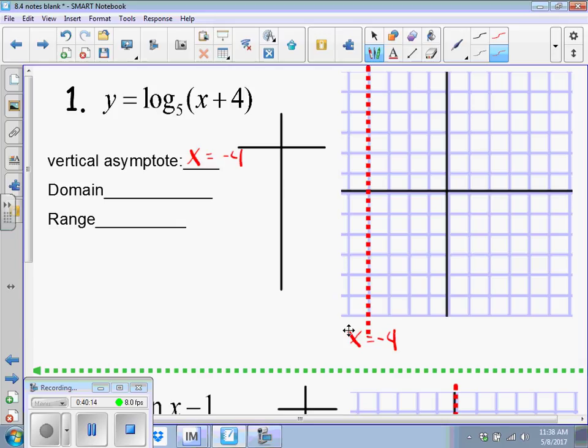Now, you might be asking, how? Because the base is 5. The base isn't 10, right? You have one of two choices. You could do your change of base: log of x plus 4 divided by log of 5. Or, in your calculator, in the math menu, go down all the way to option A. That's log base. That allows you to change the base manually. So you're going to put log base 5 of x plus 4 in your calculator.